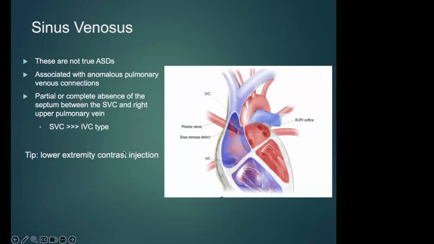One of the tips here, again, is lower extremity contrast can reveal an occult IVC type sinus venosus defect, just because your defect is going to be towards the bottom of the screen there with an anomalous pulmonary vein unroofing just behind the IVC. And so if you inject contrast just coming from the SVC, you can see how you may miss the defect because the microbubbles are just going to go from the IVC down into the right ventricle as opposed to targeting that interface between the IVC and the lower pulmonary vein.